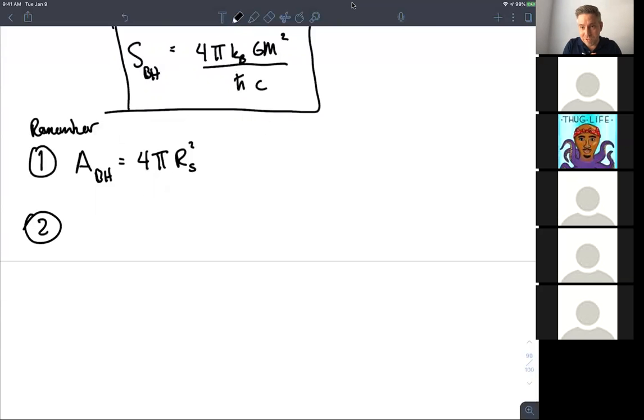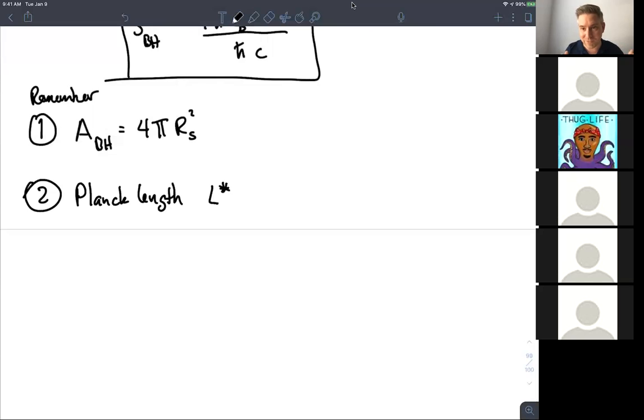The second thing you can remember is that you can take a combination of fundamental constants and combine them in such a way that the units it winds up giving you is the units of length. This special length is what's referred to as the Planck length, which I will call L star. So the Planck length is just a combination of fundamental constants that has units of length, and that is the square root of h bar G over c cubed. So that is the Planck length.